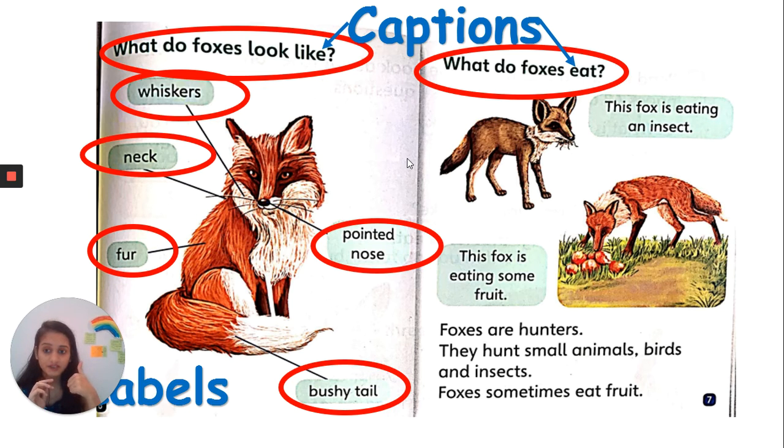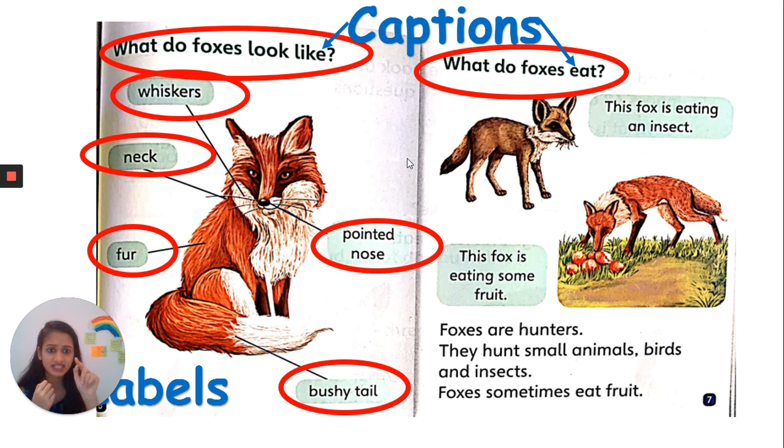Does a fox really have fur? Good job. Does a fox really have a neck? Yes. Does a fox have whiskers? Yes. Does a fox have a bushy tail? Yes. Does a fox have a pointed nose? Yes. What do foxes eat? I'm reading the next page, okay? Page number 7. Pay attention.